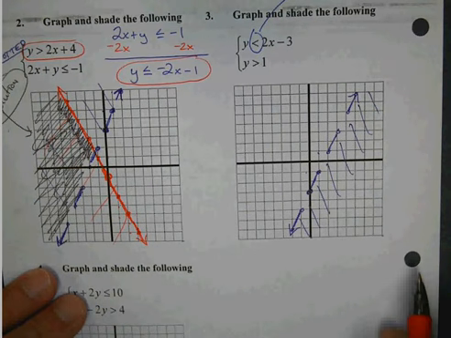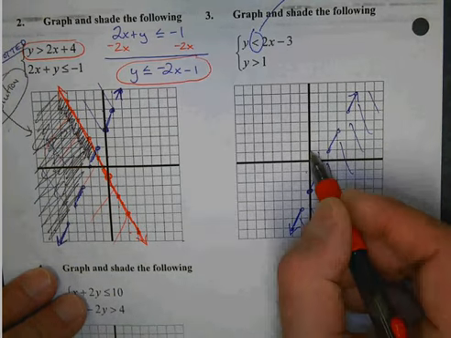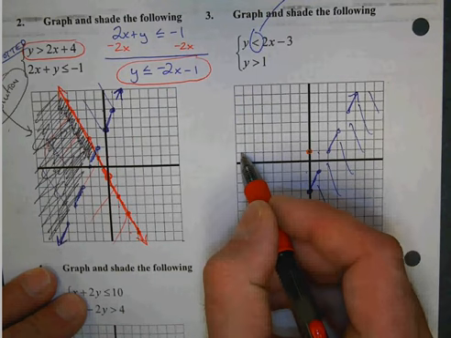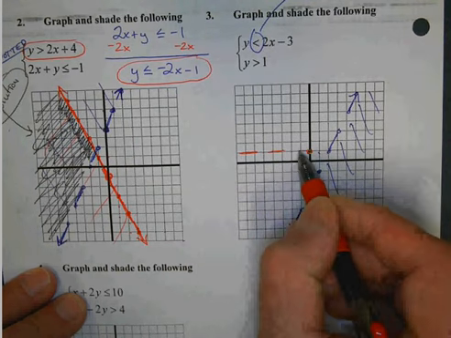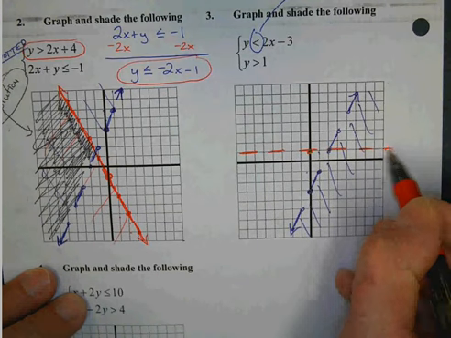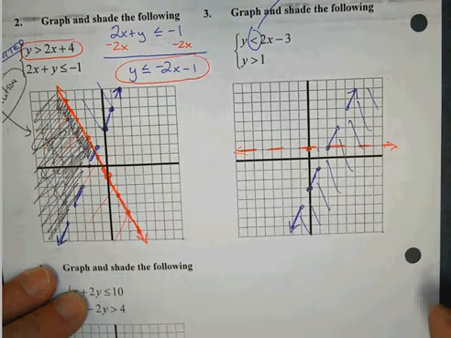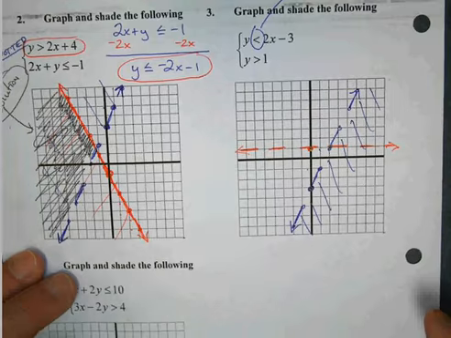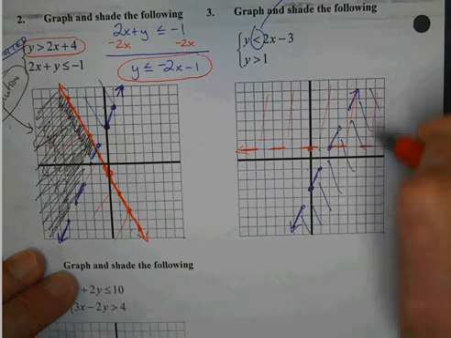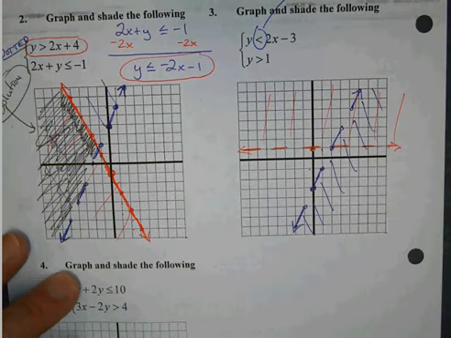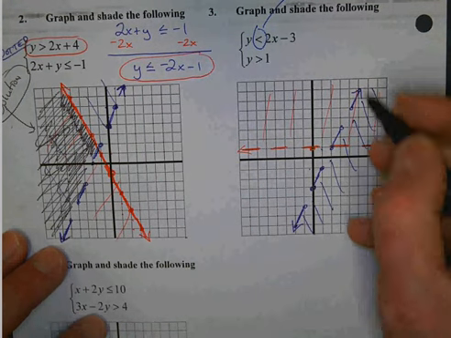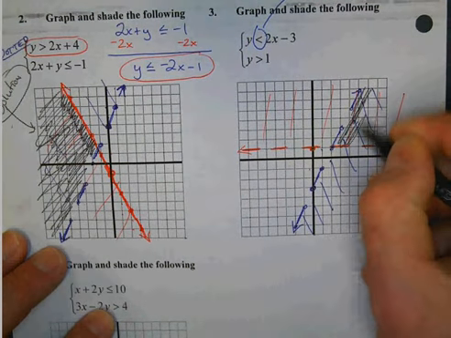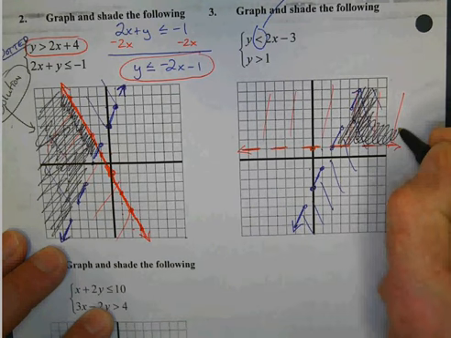Okay, so we're going to go up 1 and make a horizontal line. Do I make that dotted or solid? Dotted. Dotted line. Here we go. And where do I shade? Above. Okay. So where's my answer? This top right corner.